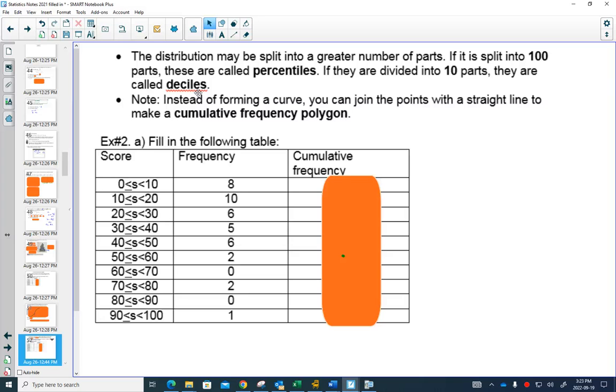So on example 2, can you fill in the cumulative frequency chart part? And then create your own scale and draw a cumulative frequency curve to the best that you can.